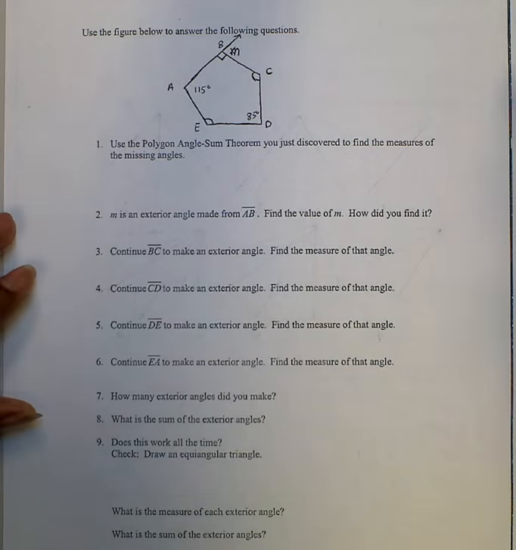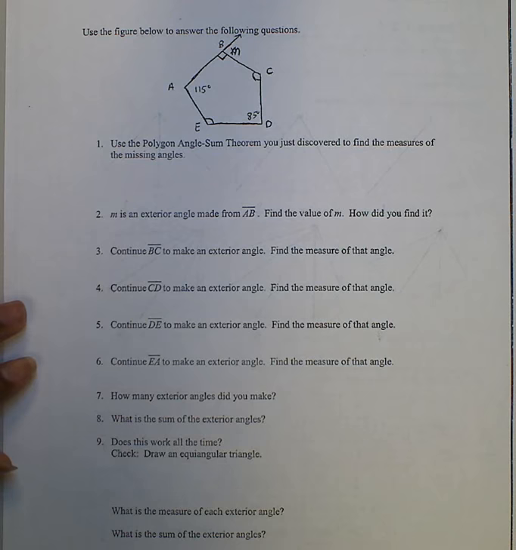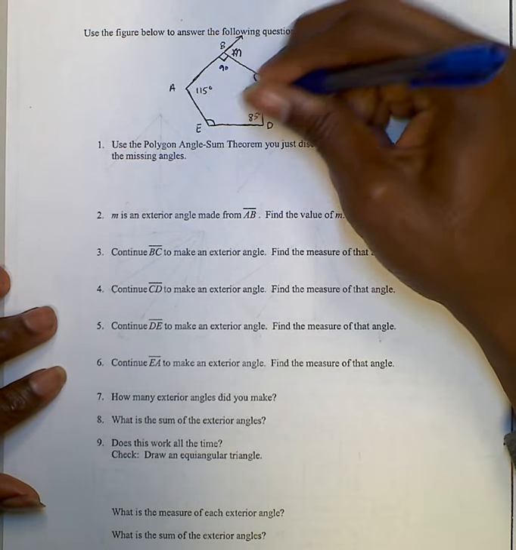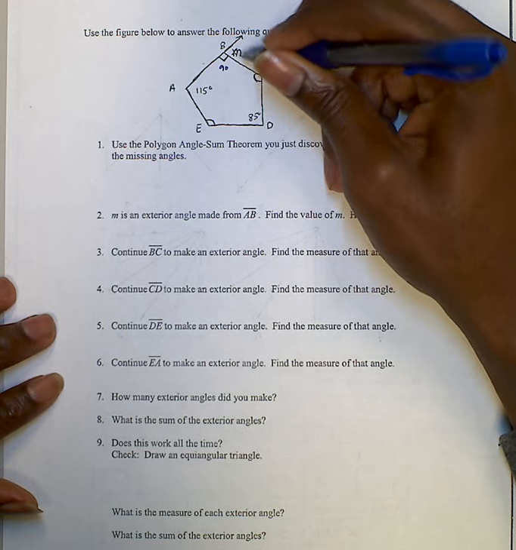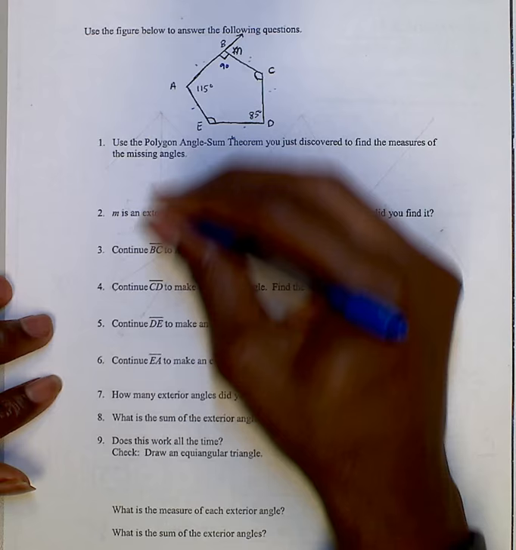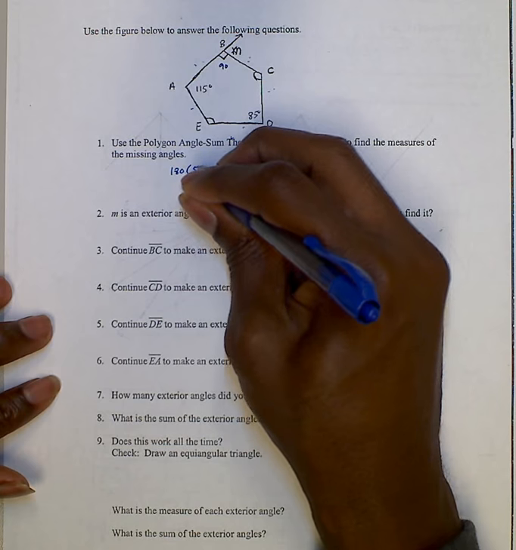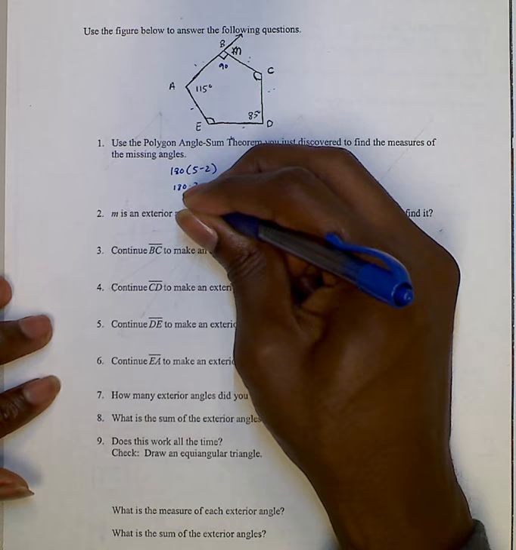As we look at these, we're going to try to find the measure of the missing angles. So what we have here, we have 90. These two, they tell us that they're the same. So now we have 1, 2, 3, 4, 5 sides. And so now we can say, okay, well, if there's 5 sides, we know the total should be 180 times 5 minus 2. It's 180 times 3, which is 540.